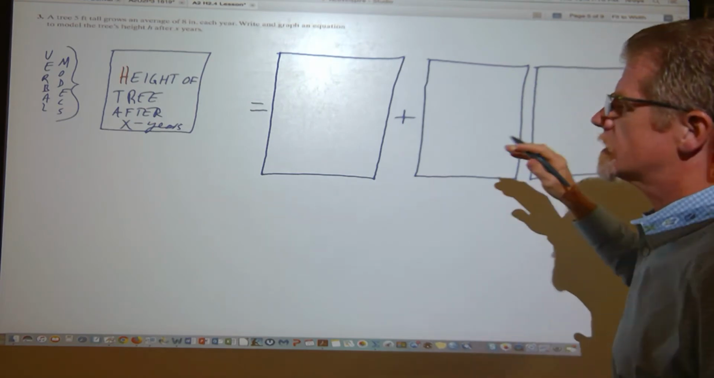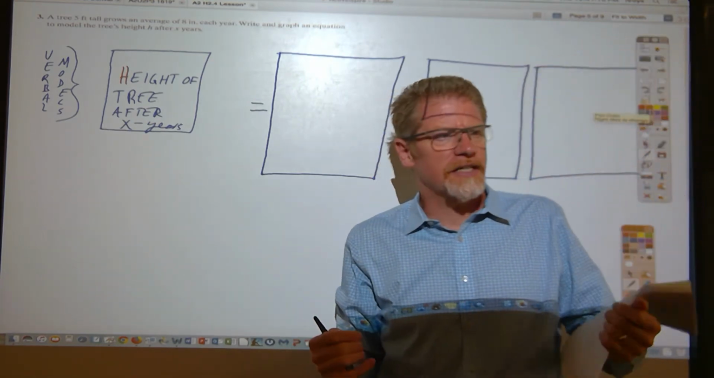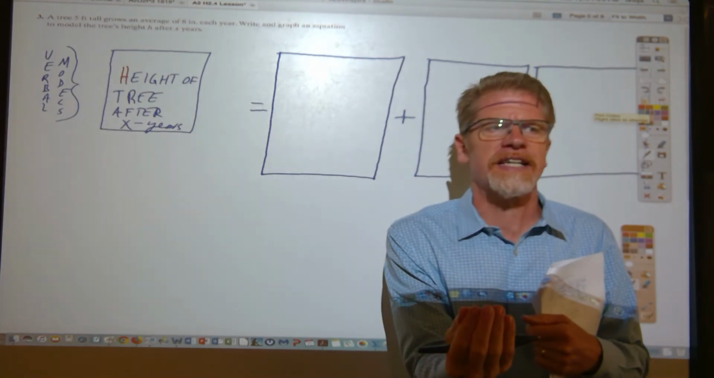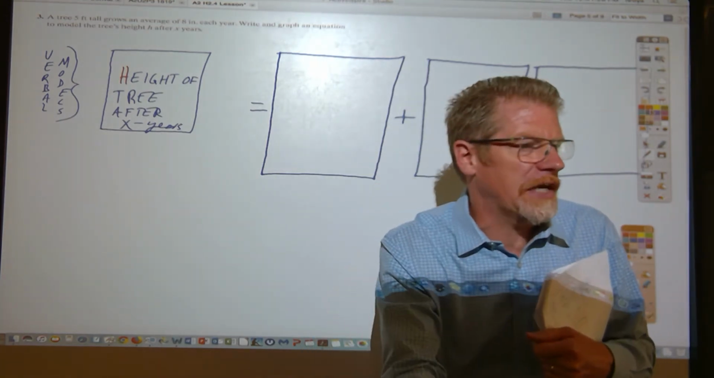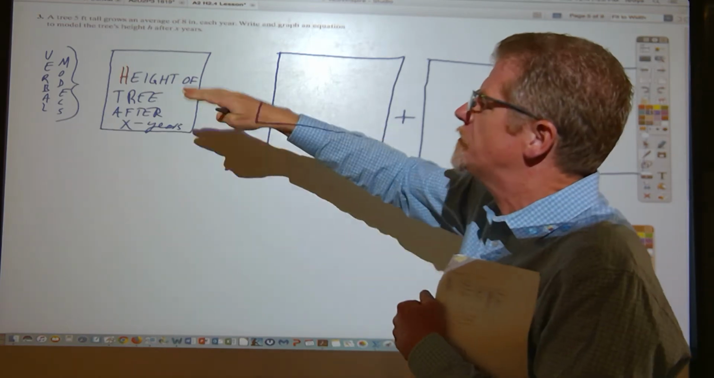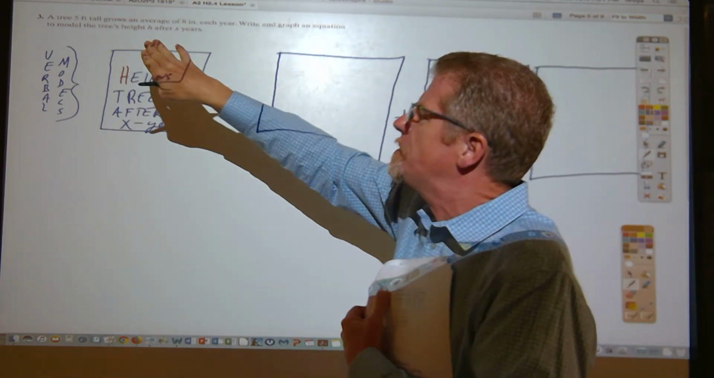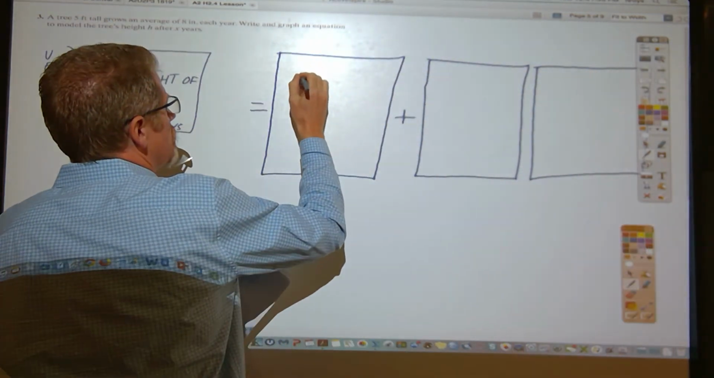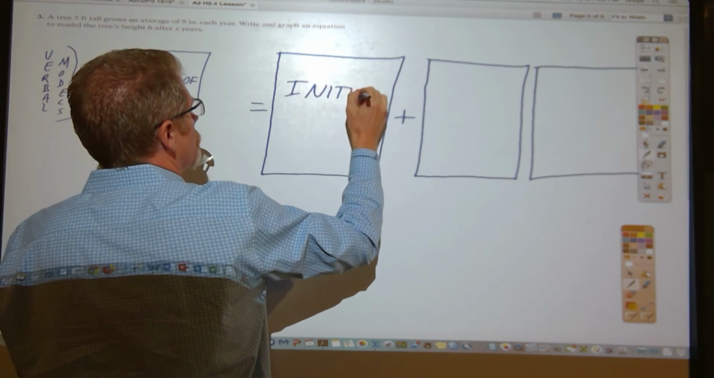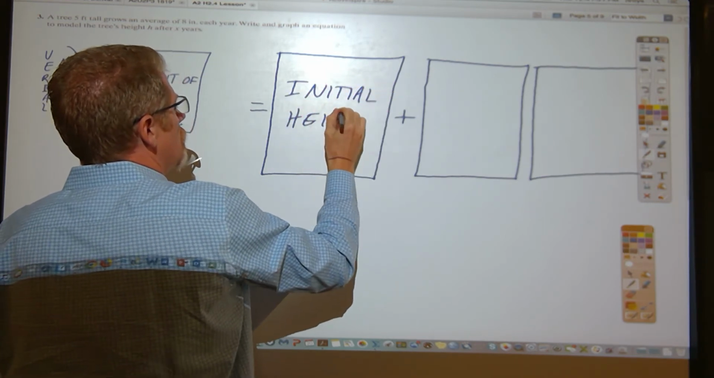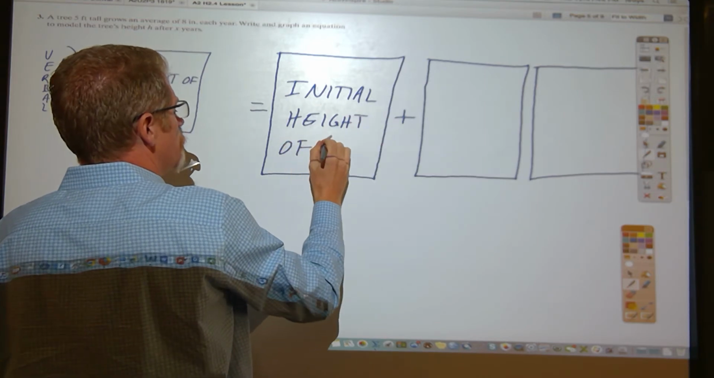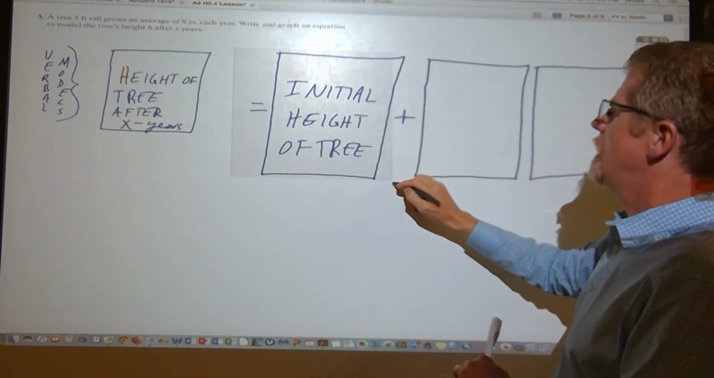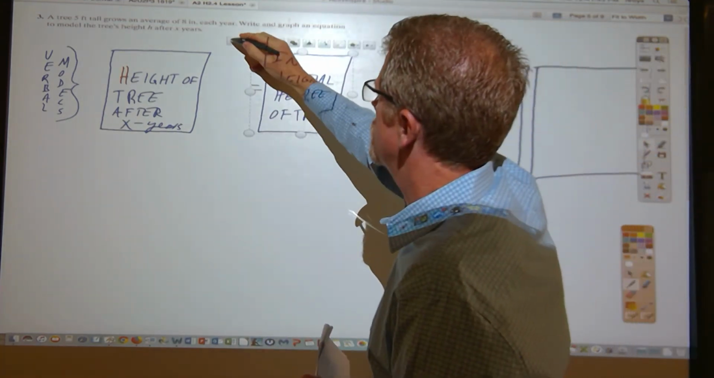And just like on all the problems so far, there's been this idea that the model starts out at the beginning of the ticket giveaway, at the beginning of pumping out the water from the pool. Here we're at the beginning of the tree growing in inches per year. The beginning is 5 feet. So we're going to call that the initial, or you could say the beginning height of the tree. This is initial height of the tree.